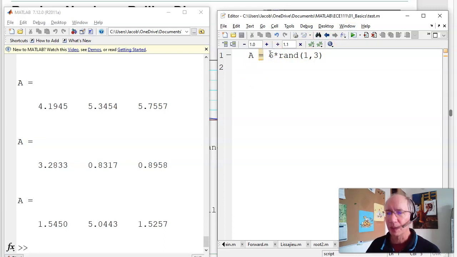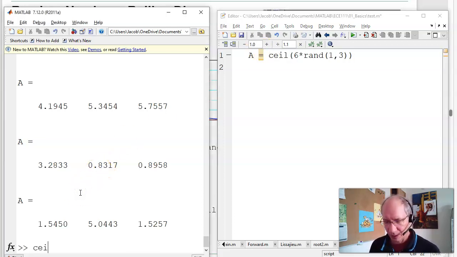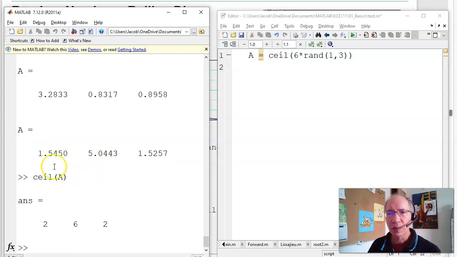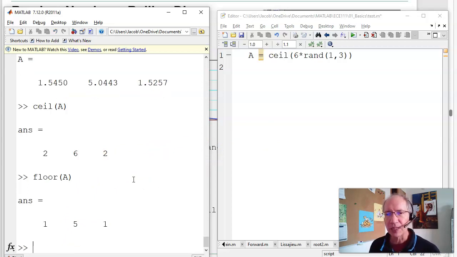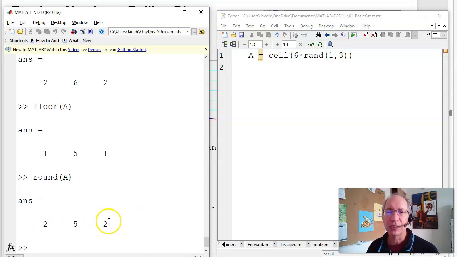Now let's round up. There are 3 different commands for rounding in Matlab. There's ceiling. What ceiling does is take these numbers and round up. So 1.5 rounded up is 2, 5.04 rounded up is 6, 1.5 rounded up is 2. That's ceiling. Floor is round down. 1.54 becomes 1, 5, and 1. And then there's also round, round to the nearest integer.